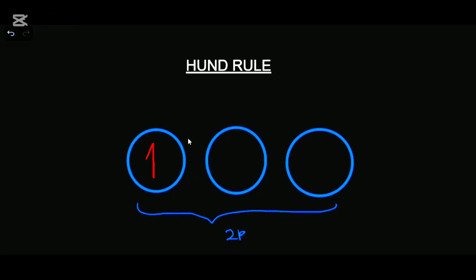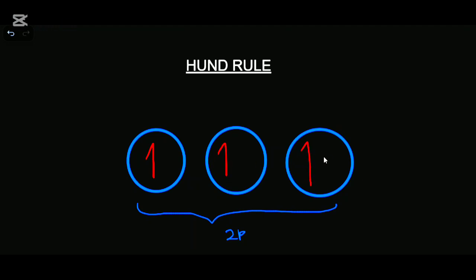Now, how about the next electron? Is it filled to here or here? What does Hund's rule say? Hund's rule says that electrons like to fill into an empty orbital rather than pairing up. So that means it fills into this empty orbital, then the next electron fills into this empty orbital.